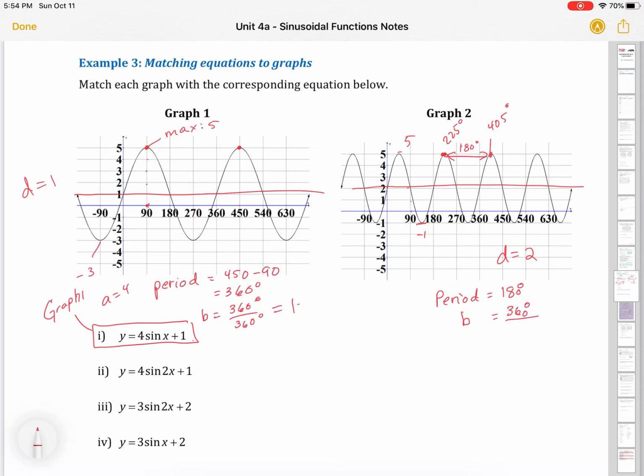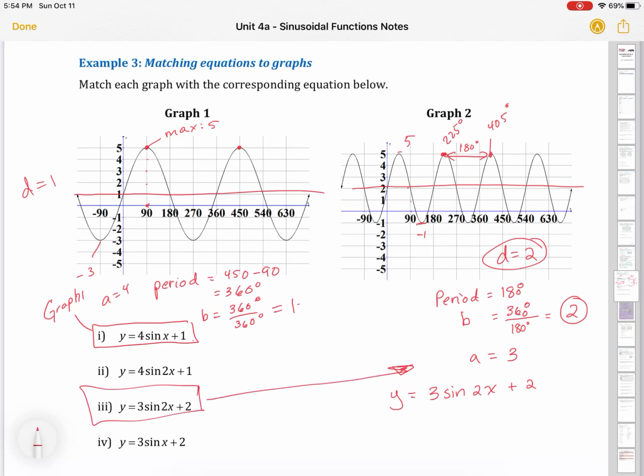B equals 360 divided by 180. So B equals 2. So I have D equals 2 and B equals 2, and my amplitude is 3. So I'm looking for y is equal to 3 sine 2x plus 2. So I'm looking for this one here. Okay, so this is graph 2.